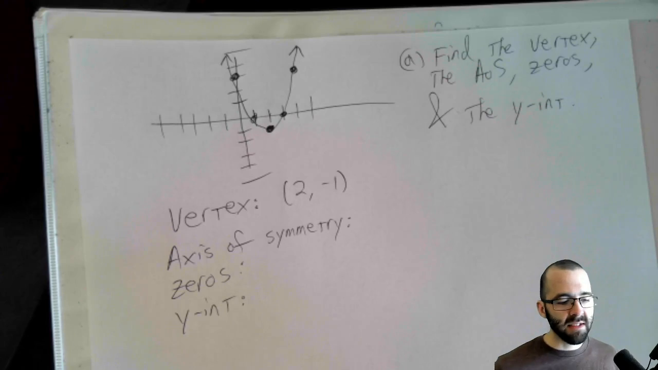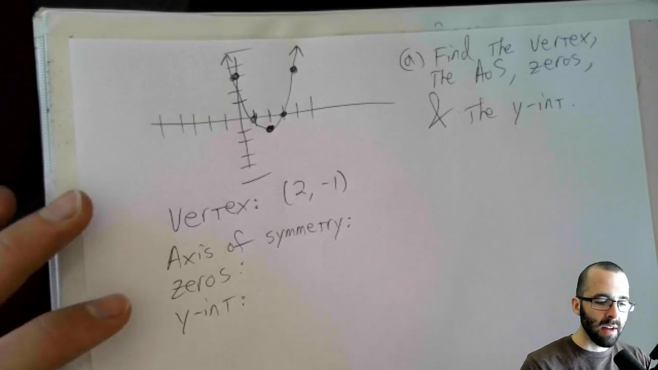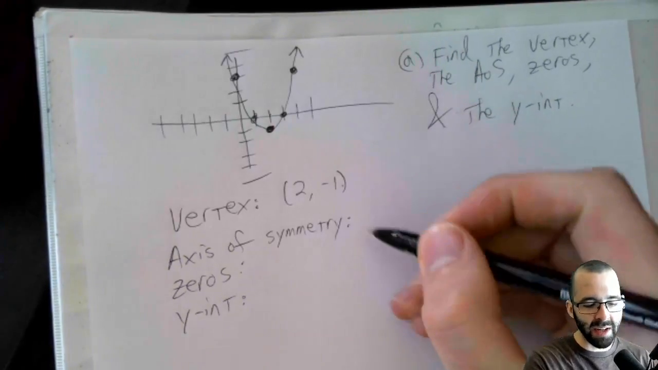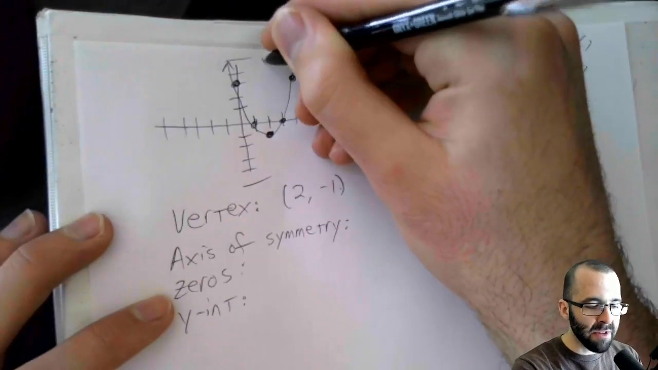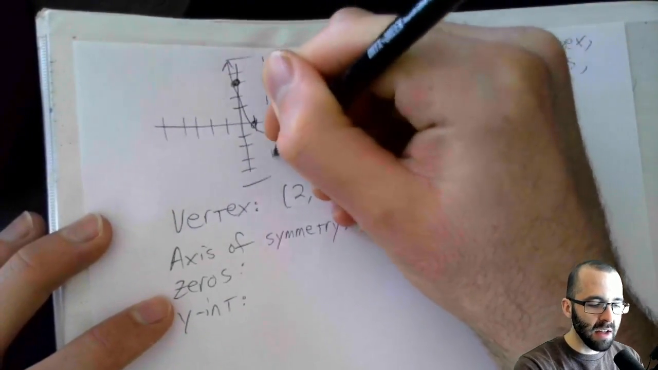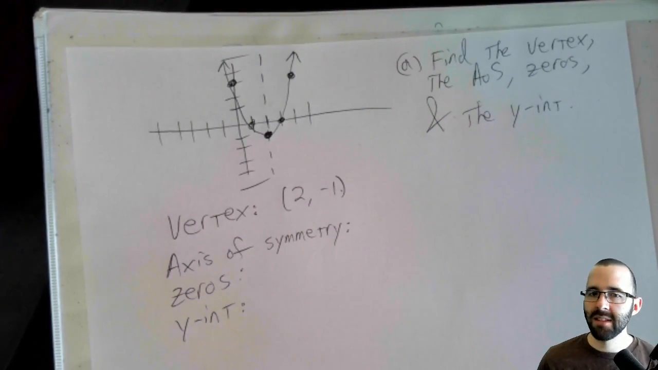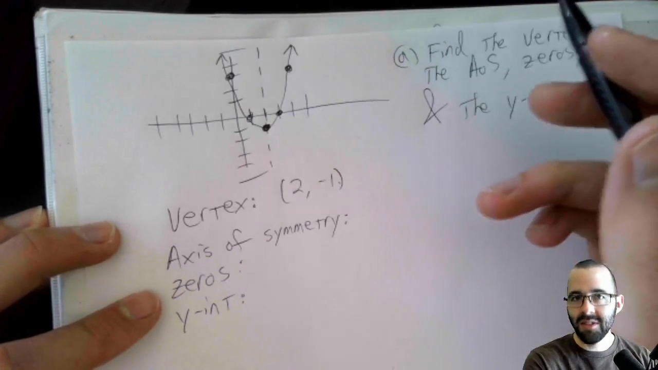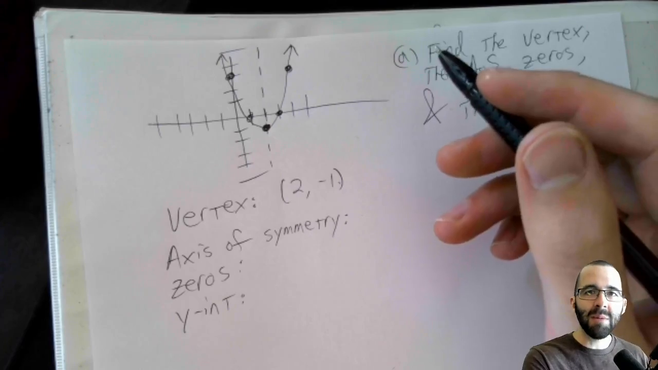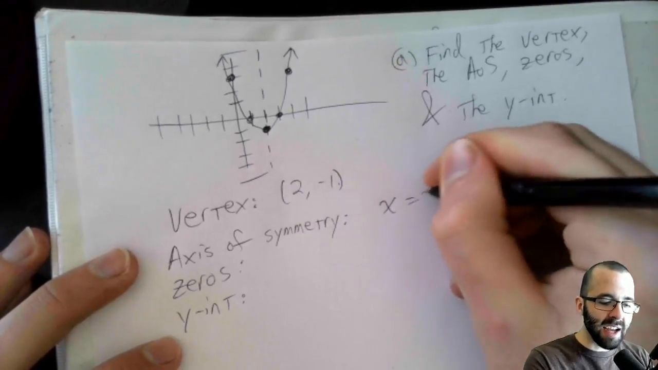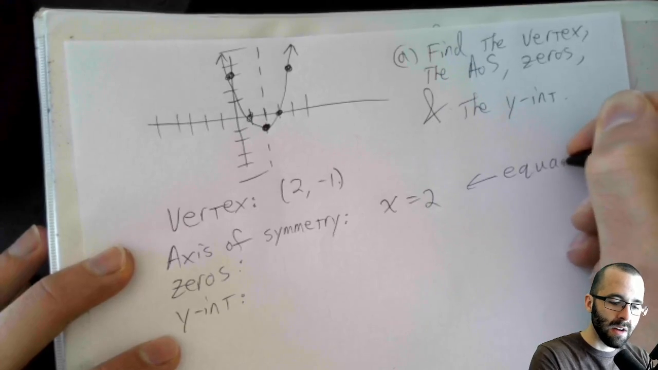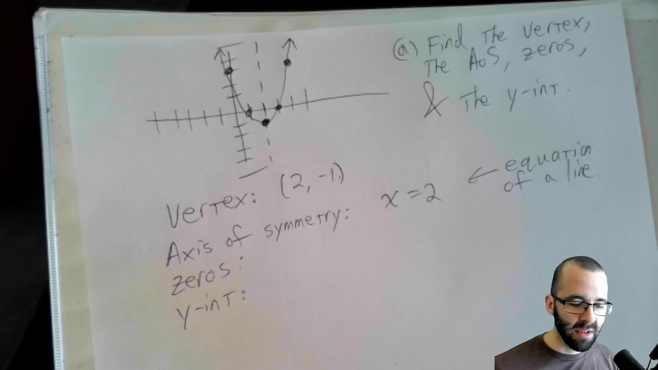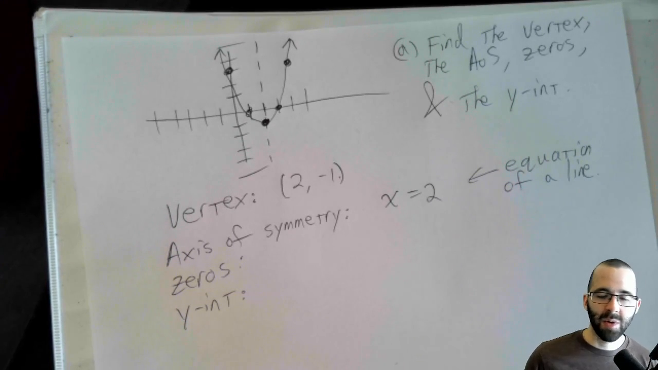So the axis of symmetry is where it's symmetric, and it's always going to relate to the vertex, right? The vertex is a point; this is a line. So we need to find the equation of this vertical line, because this vertical line that I just drew is the axis of symmetry. I'm going to be a bit of a stickler on this, because you might just say, oh, that's 2. But it's an equation of a line, so you need to give me the equation of the line. The equation of the line is x equals 2. I will take off points if you don't give me an actual equation for this.